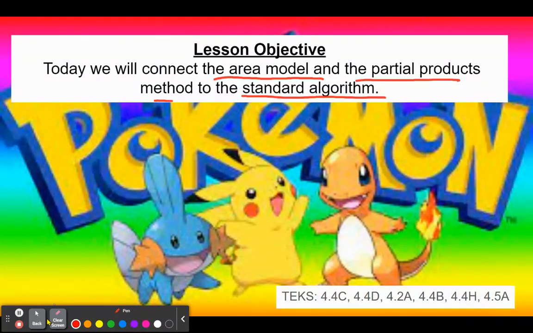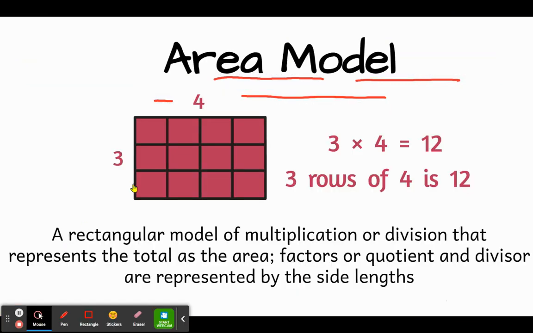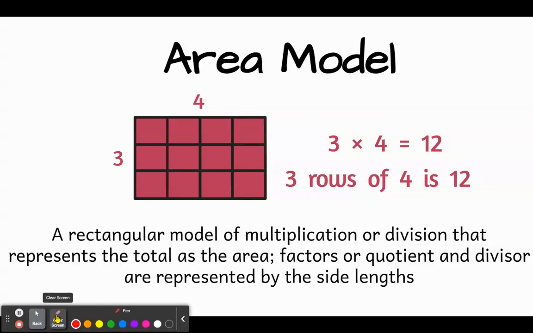All right, let's go ahead and get going and take a look at our area model. So what is an area model? An area model is a rectangular model of multiplication or division that represents the total as the area. Factors or quotients and divisors are represented as the side lengths. So an area model essentially turns our multiplication sentence into a model that's represented by area. And we're going to get into that in just a little bit.